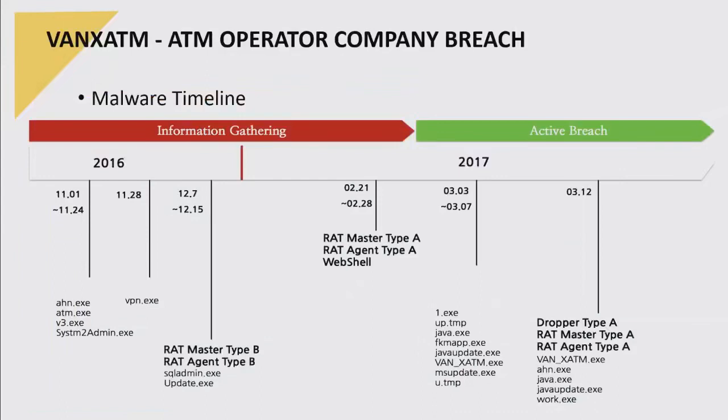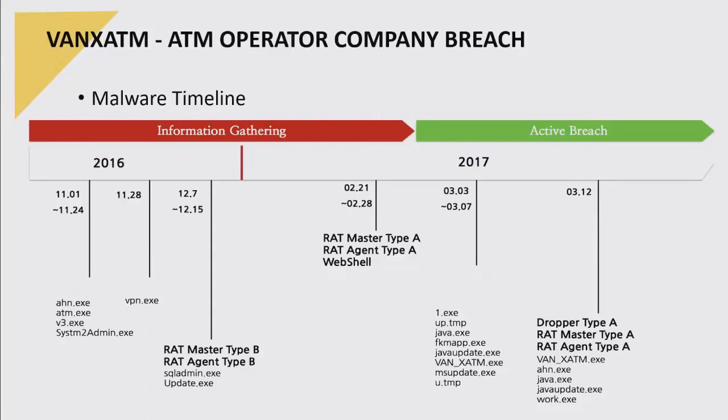Here's the malware timeline that we made with the compile timestamp of the samples we collected in this case. You can see from this timeline that although the attack was discovered at this point in March last year, there are some other malware that were compiled earlier than this time point. And these malware are mainly doing information gathering.